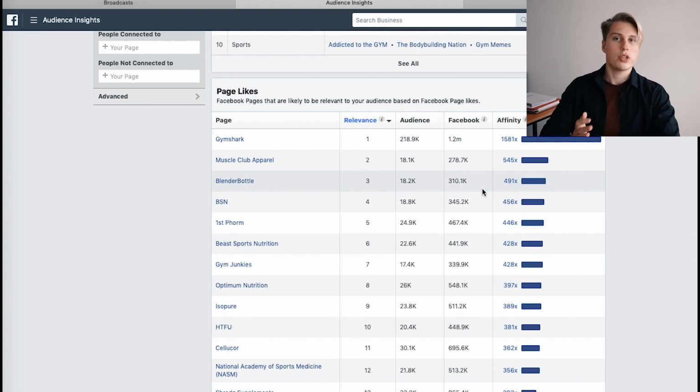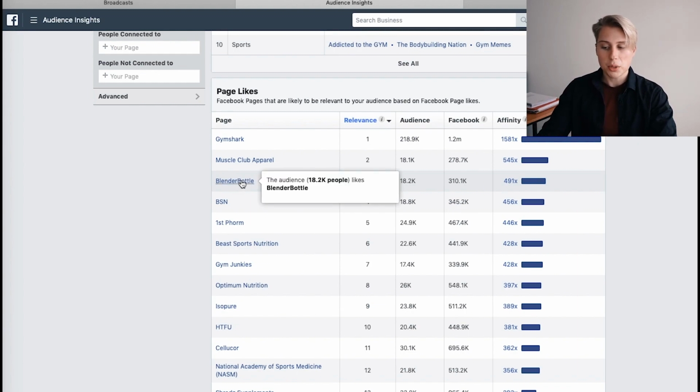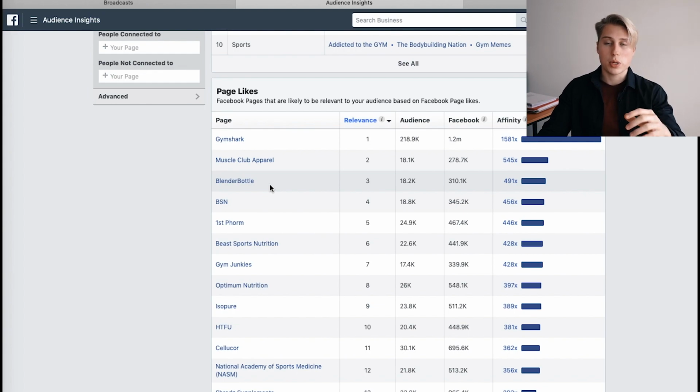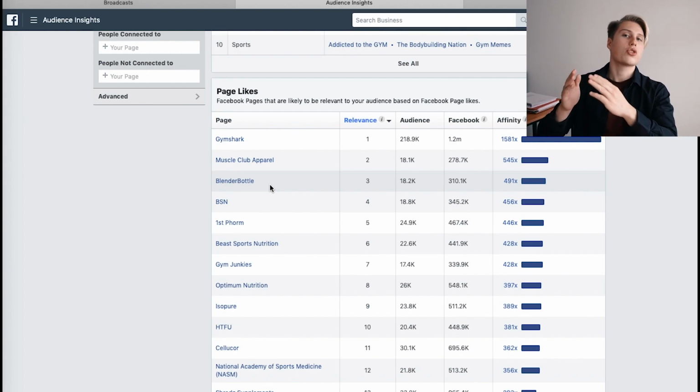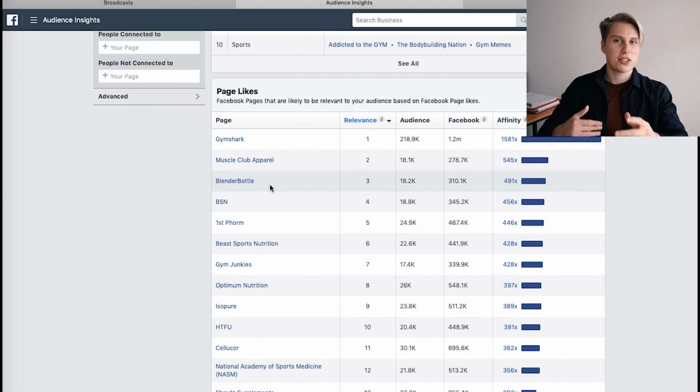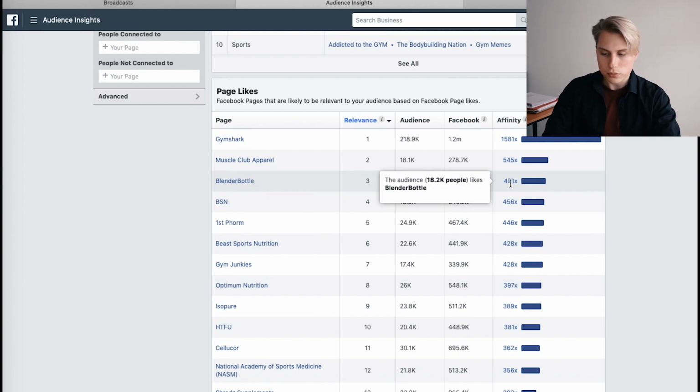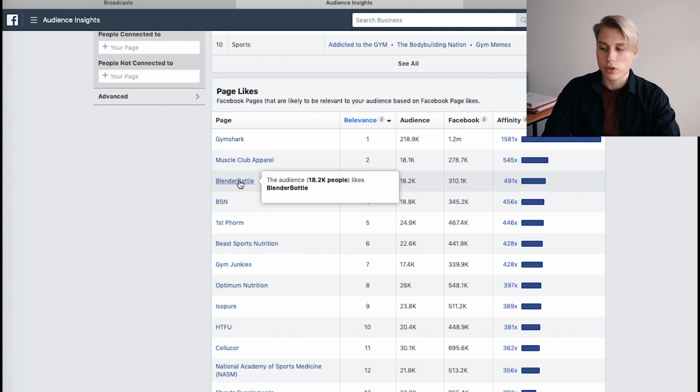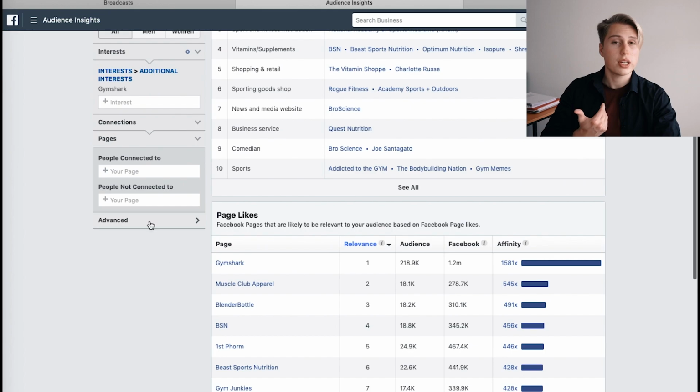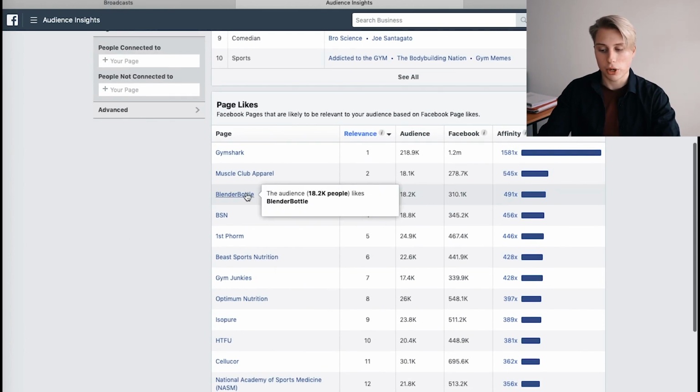So for us, we're trying to sell women's leggings, so we're in Gymshark. Now, blender bottle is a very, very big impulse buy. People just tap and buy. It's an actual product, which is the best example I could give you because it's got a fairly high affinity score, it's got a decent size audience, and it is related to Gymshark. So if we were selling leggings, we won't just go after Gymshark, we would actually target blender bottle.